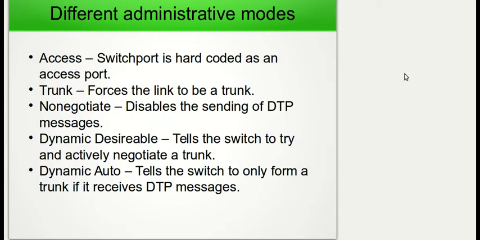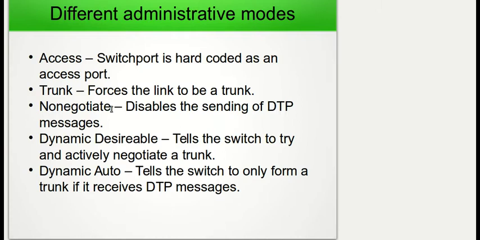So, the different administrative modes. Access: the switch port is hard coded to act as an access port. So if we go into a switch and type in the command switchport mode access, that port will always be an access port. It will not negotiate to be a trunk port. It's been hard coded. Trunk forces the link to be a trunk port. So again, if we go into an interface and use the command switchport mode trunk, it forces that port to be a trunk port. That port will under no circumstances act as an access port.